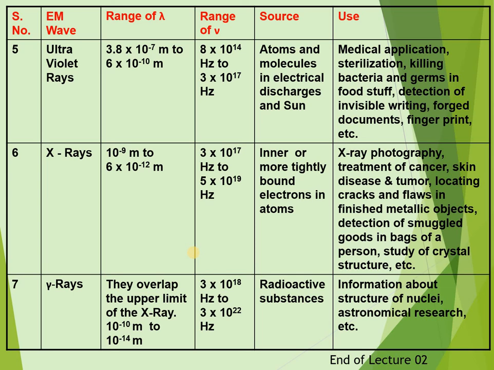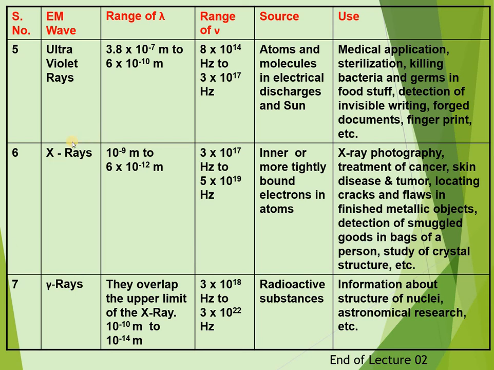The uses of ultraviolet rays are very common. They are used to kill the bacteria, kill the germs. Okay, you might have heard about RO and UV. So there it is used also in the detection of invisible writings, forged documents, fingerprint reading, and medical application. For sterilization they are also used. That means they are used to kill the germs.